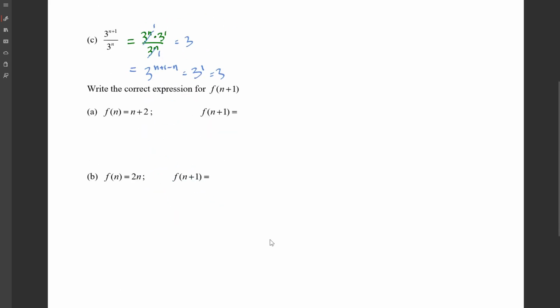Let's look at these two problems here. If I know that f of n is equal to n plus 2, then what is f of n plus 1? If f of n is equal to n plus 2, f of n plus 1 means everywhere there's an n, I replace it with n plus 1. So this answer here is n plus 1 plus 2, which is n plus 3.